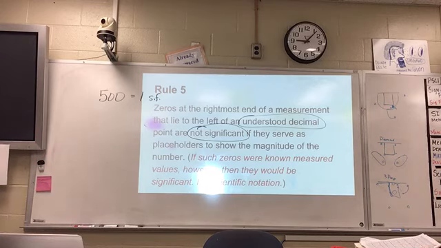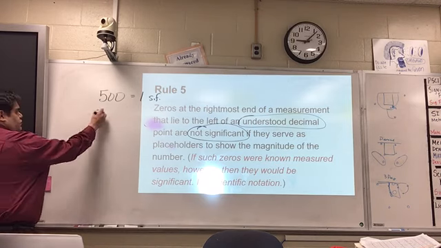All right. By the way, Coburn, what's the number again? 500. All right. It's as simple as that. That's the number 500. Does it have a decimal? No. Okay. Is it an understood decimal? Yes. That's why 500 has one significant figure.